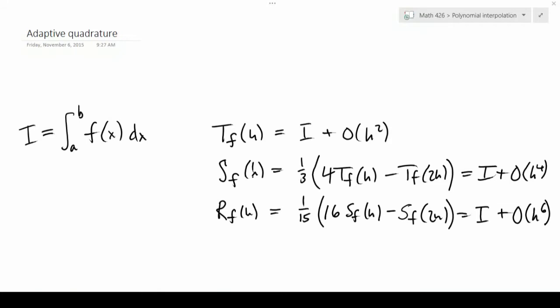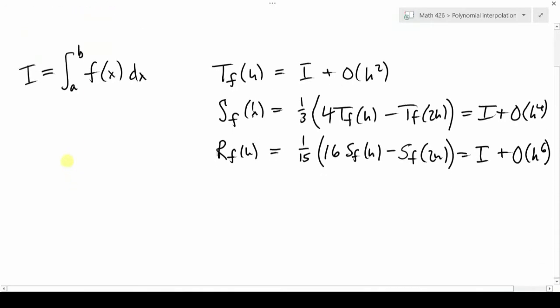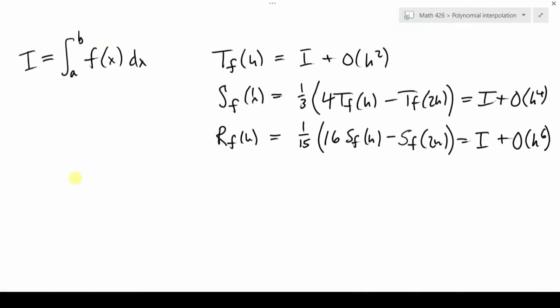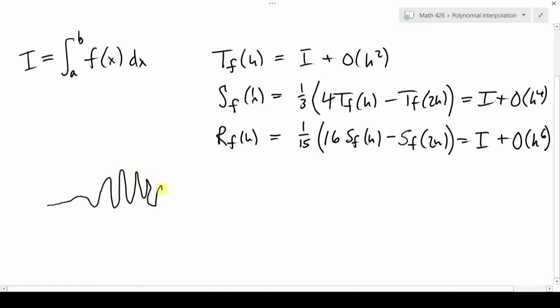So the H determines the size of the grid, and that's fine in many cases, but sometimes you might have a function that does something like this, where it varies very slowly, and then it varies rapidly, and then it varies slowly again, right? So obviously you're going to want a lot more points in here to figure out the function in the middle than you will to figure out what's going on near the ends, where it's varying quite slowly. It doesn't take a lot of points. So we want to be able to adapt the nodes to the integrand.